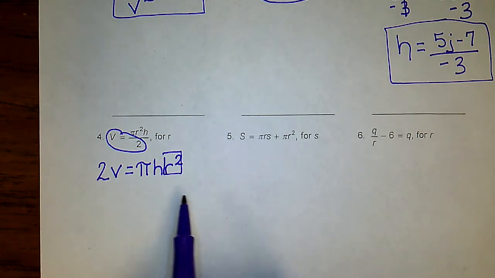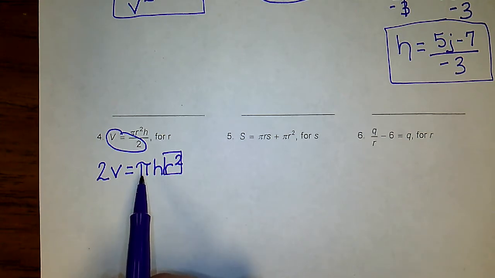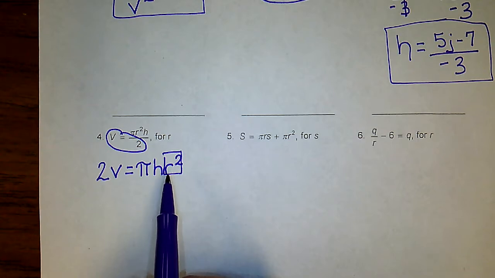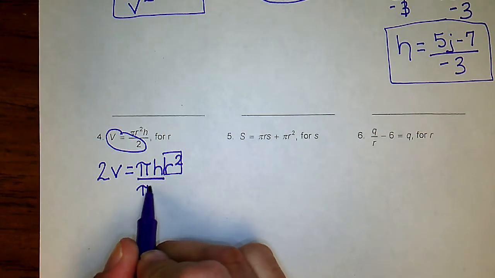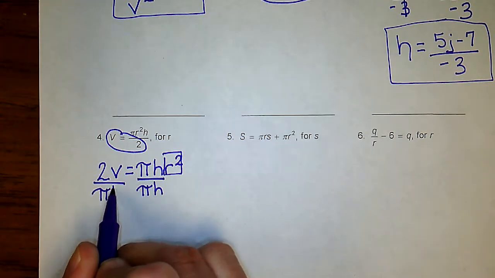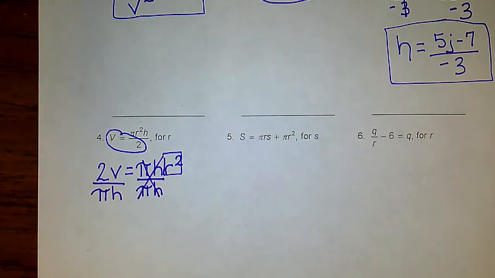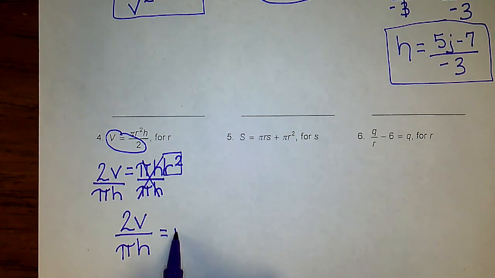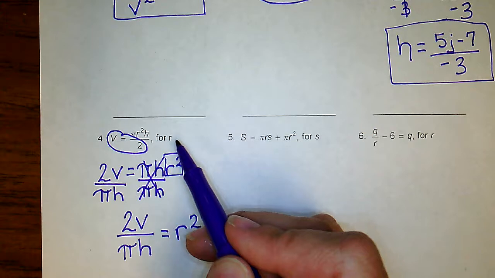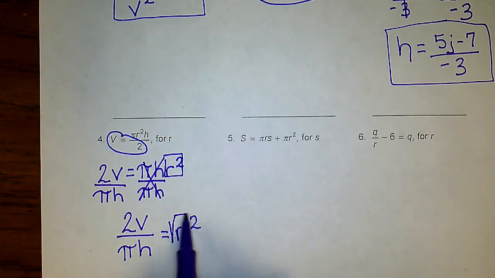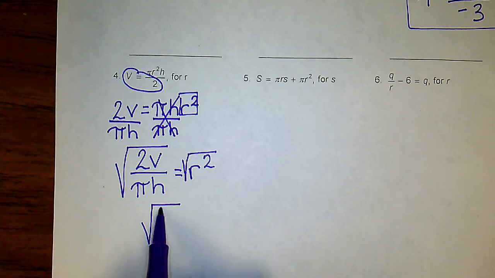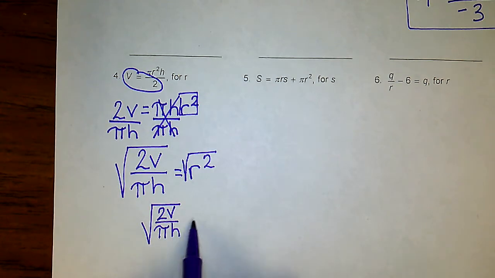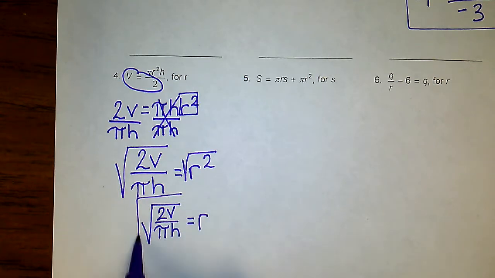Now r is what I want to get by itself. So in order for me to break this multiplication chain, if you will, that we have going on, I need to use division. But I'm not dividing up the pi and the h. So I'm going to show that I'm multiplying by both of those terms. By leaving them multiplied, I haven't changed that value. So I have 2v divided by pi times h, and that equals r squared. They're asking us just to solve for r. The inverse of squaring a term is to square root it. Okay, so our answer is the square root of 2v divided by pi times h.